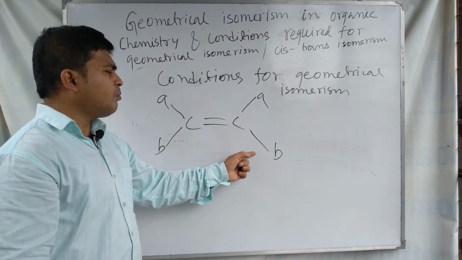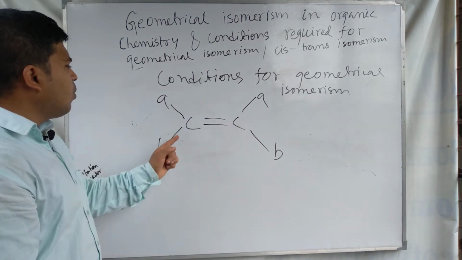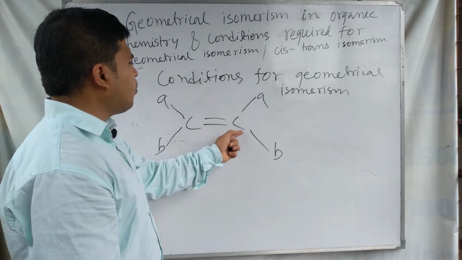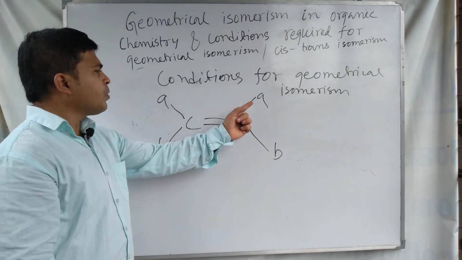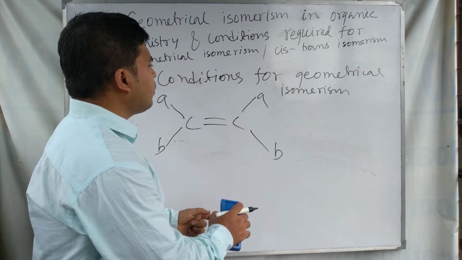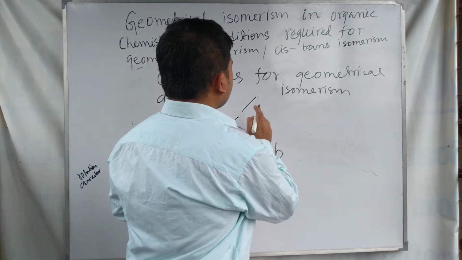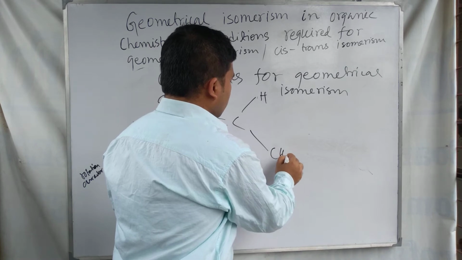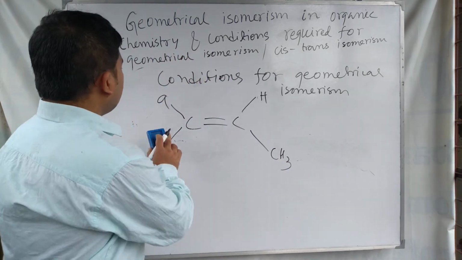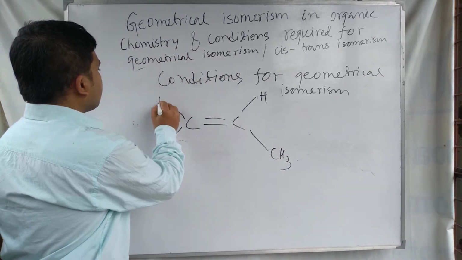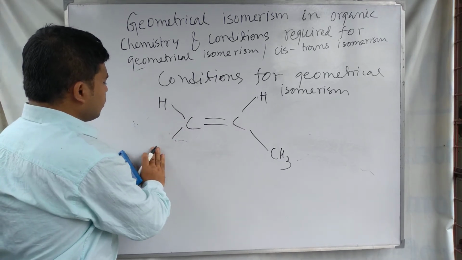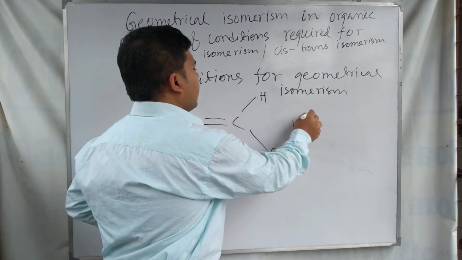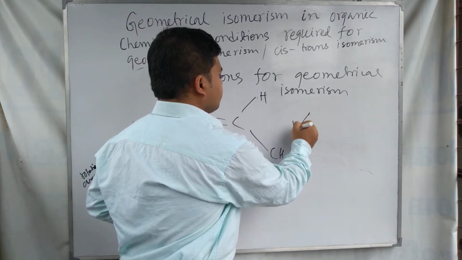This compound can show geometrical isomerism only when each carbon of the double bond carries different groups of atoms. Means if one is hydrogen, the other should be methyl or any other group. Then this one has geometrical isomerism.